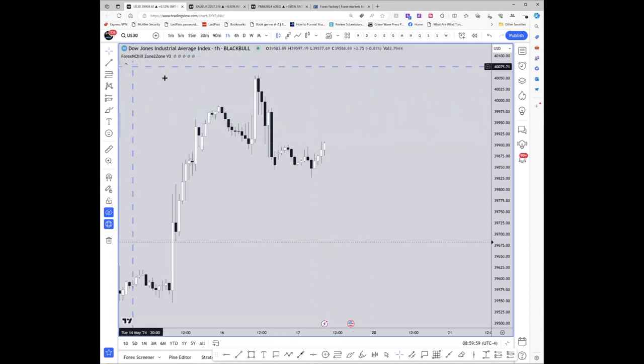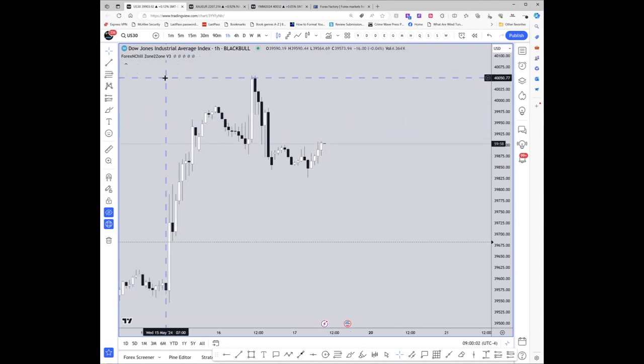So the purpose of the zone-to-zone indicator is to help you with market structure, to help you find structure breaks, to help you find tradable supply and demand zones using an engulfing candle indicator, and also to find imbalance if you don't know how to find imbalance. So it's a multi-purpose tool. You can turn off or turn on each feature and adjust it as you wish.